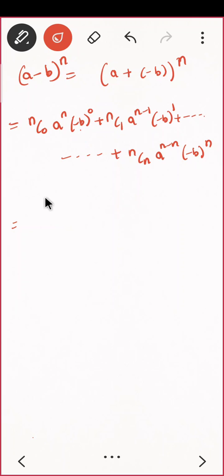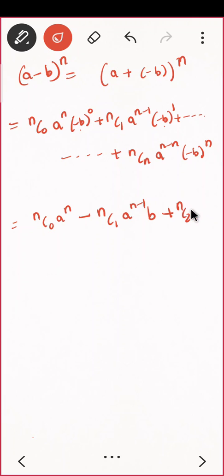Minus b raised to 0, that is 1. And what about minus b raised to 1? Here we will be having a minus sign. So it will be minus nC1 a raised to n minus 1 b plus nC2.